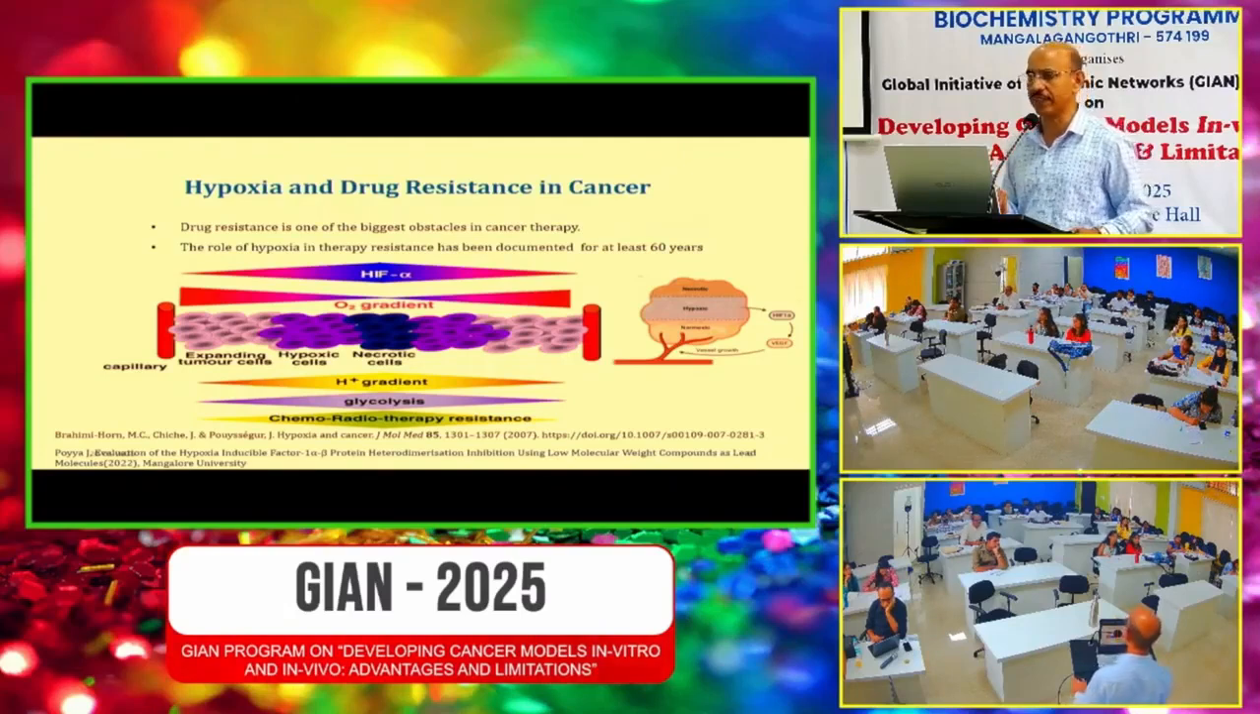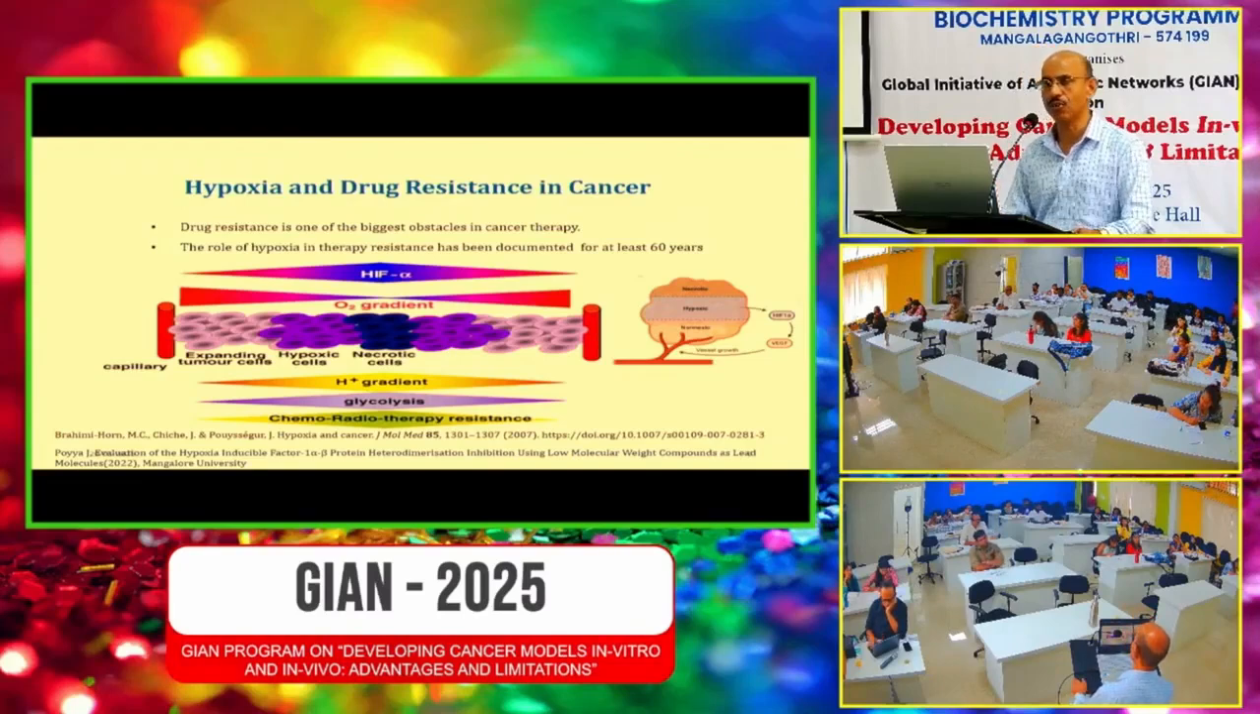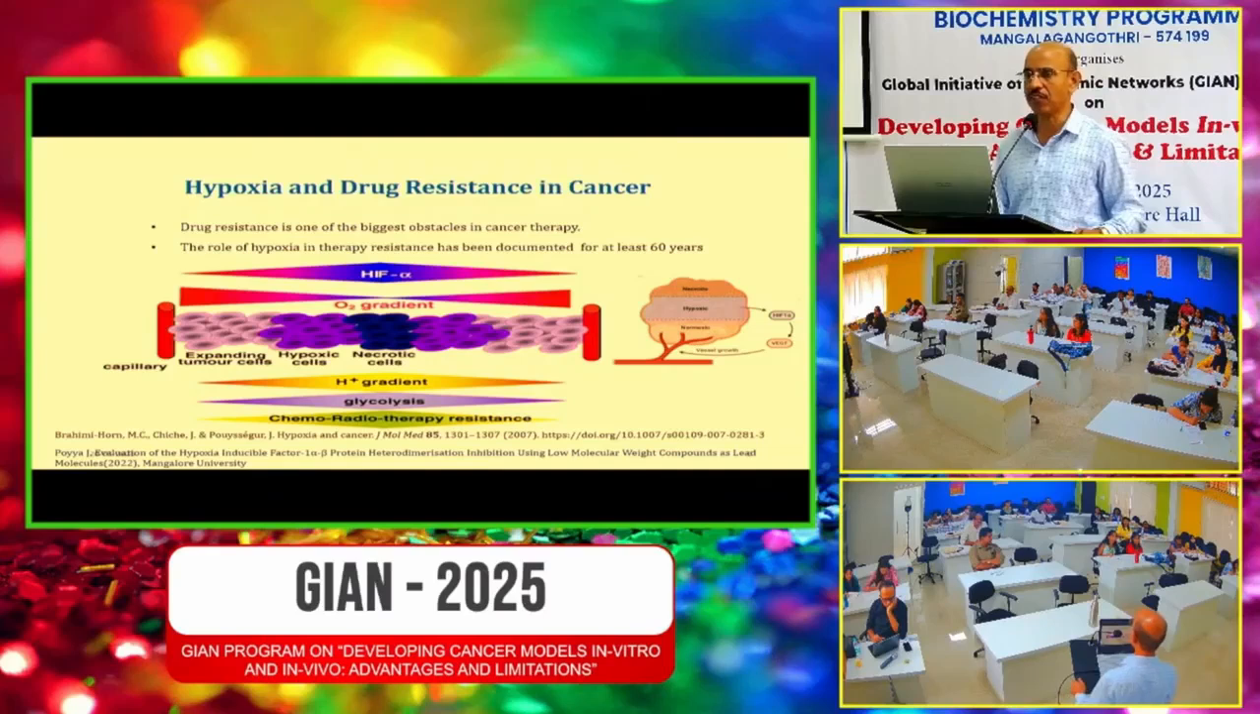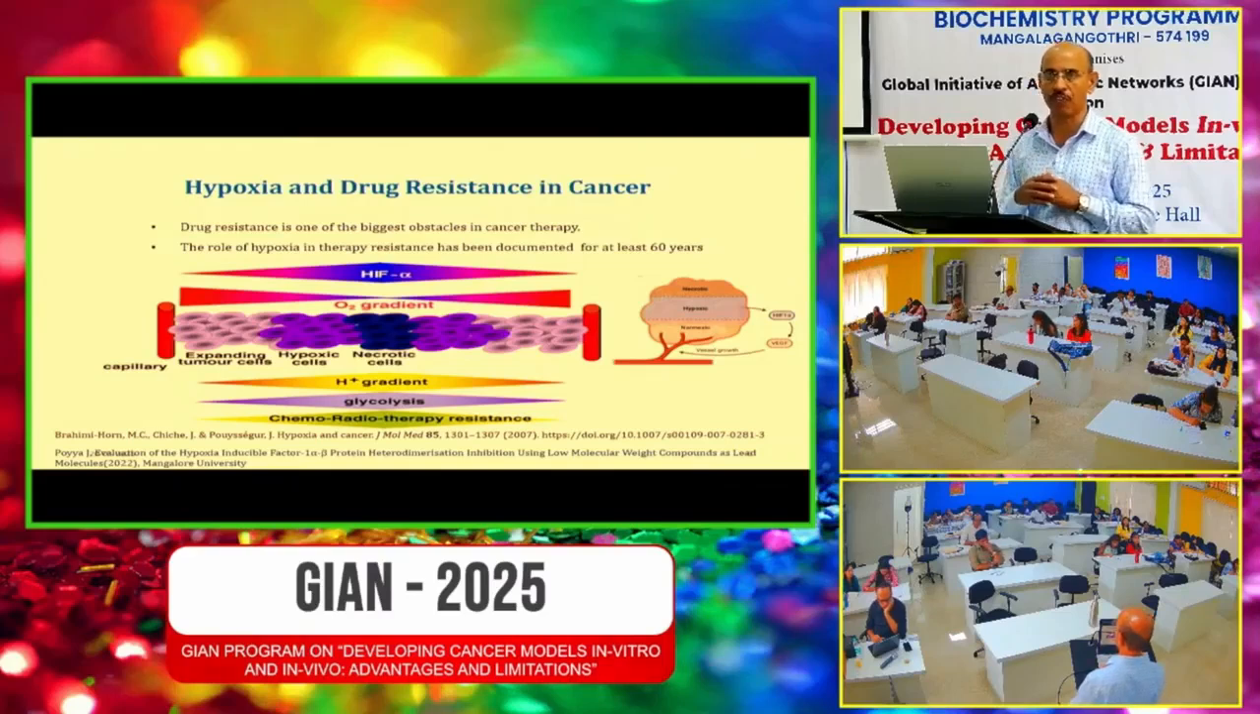In this case, the oxygen gradient goes on decreasing as the cells are farther from the blood vessels. At the same time, the concentration of the alpha factor increases, because hypoxia induces the factor called hypoxia inducible factor 1 alpha. And these cells switch over, or undergo metabolic reprogramming, as we call it.